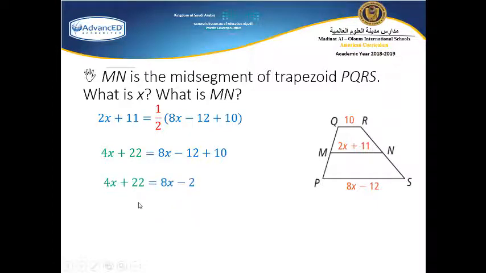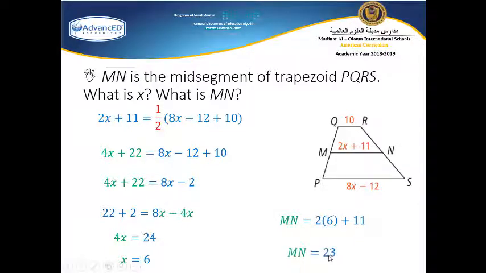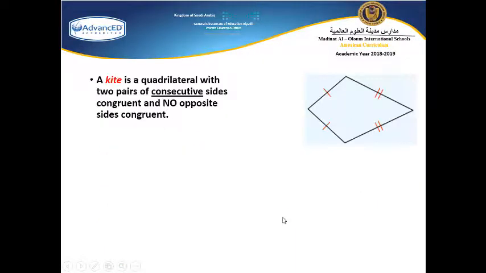Then 4x plus 22 equals 8x minus 2 by combining the like terms. Then 8x minus 4x equals 22 plus 2. Then 4x equals 24 and x equals 6. By plugging the value of x into the mid-segment 2x plus 11, MN equals 2 times 6 plus 11, then MN equals 23.